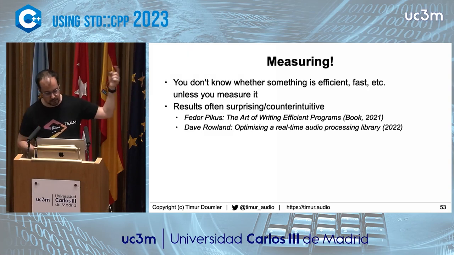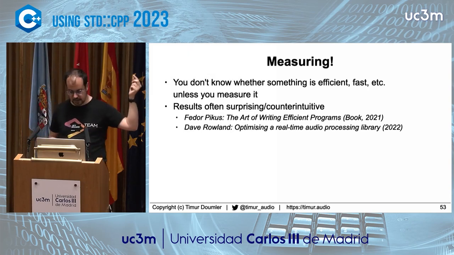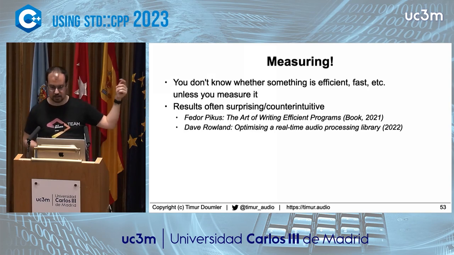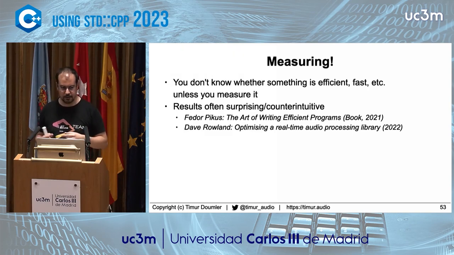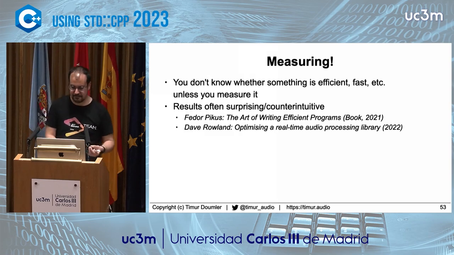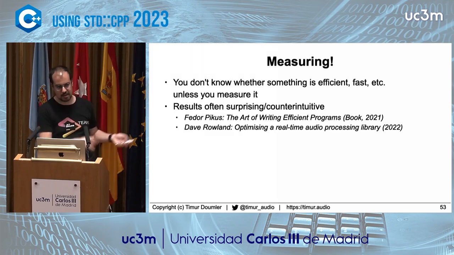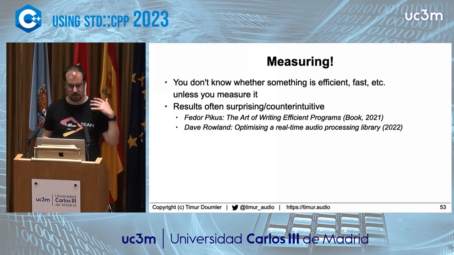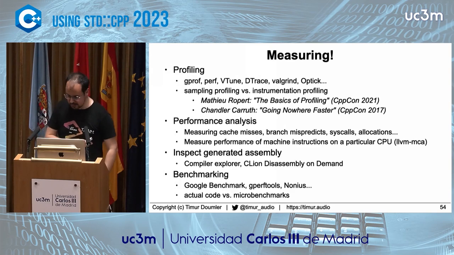Ferger Pikus has a book about efficient programs, and Dave Rowland gave a great talk last year about optimization. Both of them have examples where you have a piece of code, and you do something that obviously makes the code more efficient. It's going to do less work, or the algorithmic complexity has been reduced. And then you measure it and it turns out it's actually slower than before. If you dig into why, it turns out there are things that depend on the hardware or other things that you haven't considered. We're going to look into some of those. So always measure.